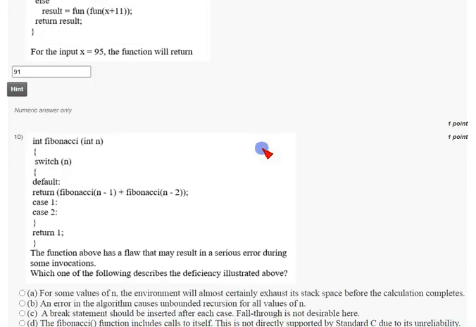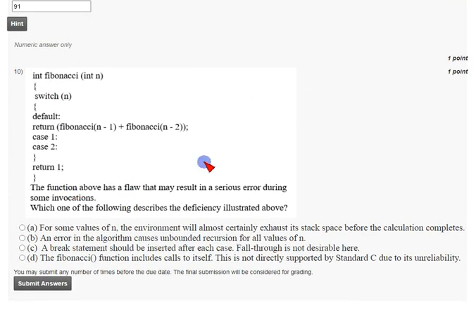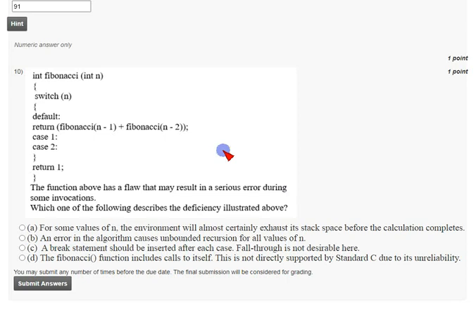So coming to the final question, that is the 10th question. A Fibonacci program is given as code, and it is said that there is a flaw, that means a serious error. Which one of the following describes the deficiency illustrated above? So the deficiency is that for some values of n, the environment will almost certainly exhaust its stack space before the calculation completes. So mark option A as the correct answer for the final question.